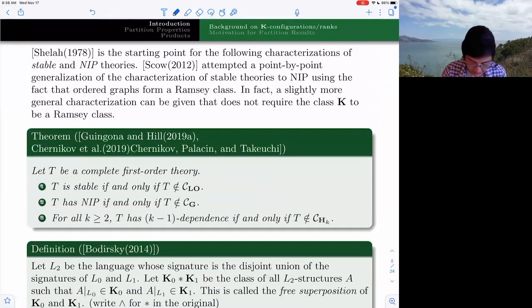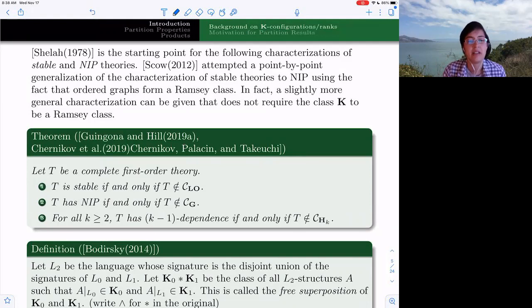Okay, so of course, the starting point is classification theory, so the characterizations of stable and NIP theories. In my work, I had tried a point-by-point generalization of the characterization of stable theories to NIP. And it just worked because, by the Nešetřil-Rödl, Abramson-Harrington theorem, the class of all linearly ordered graphs forms a Ramsey class. So Shelah's same argument works.